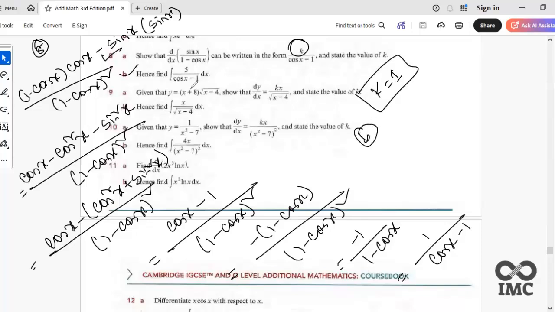Part B, integration of 5 by cos x minus 1 dx. If we look at this one, already you have this part. So now we can write, instead of 1 by cos x minus 1, we can write this one. Instead, here already we can find out this one.